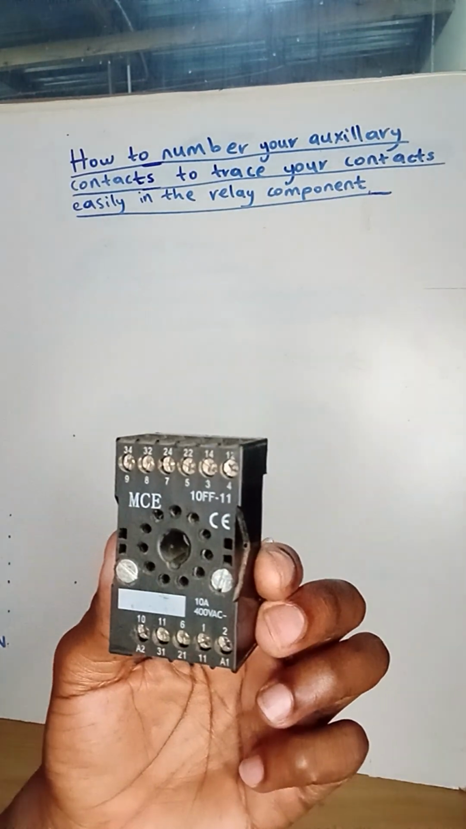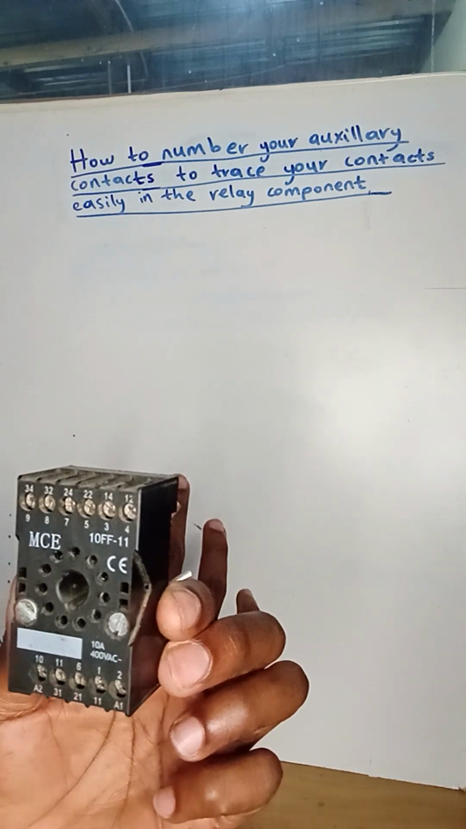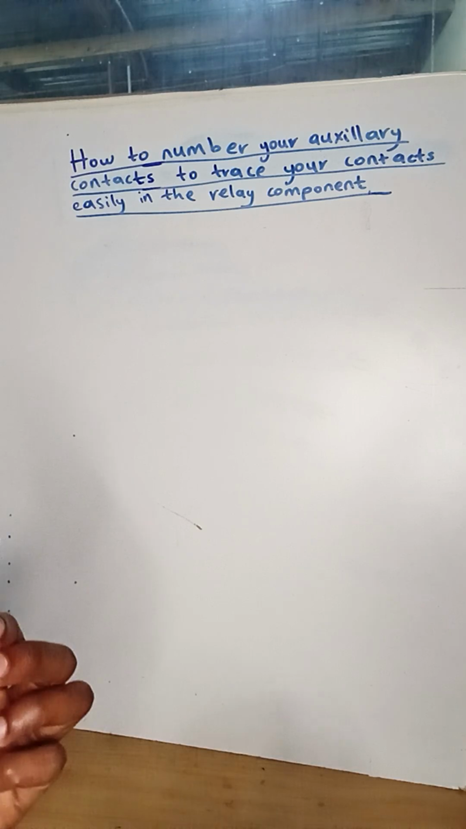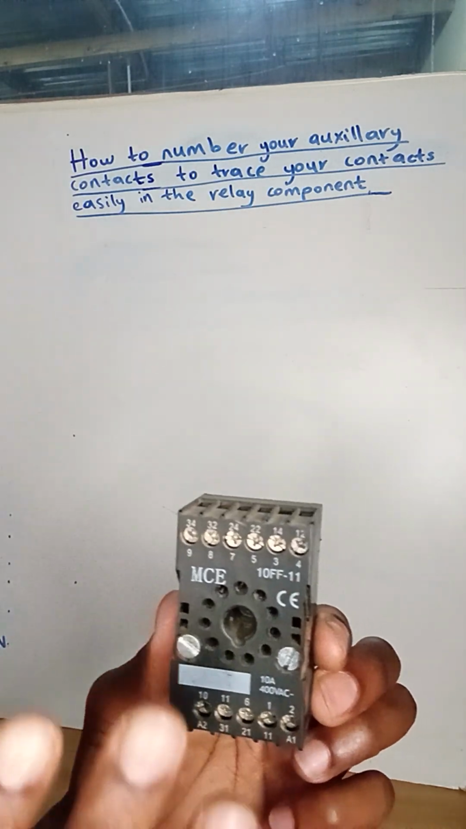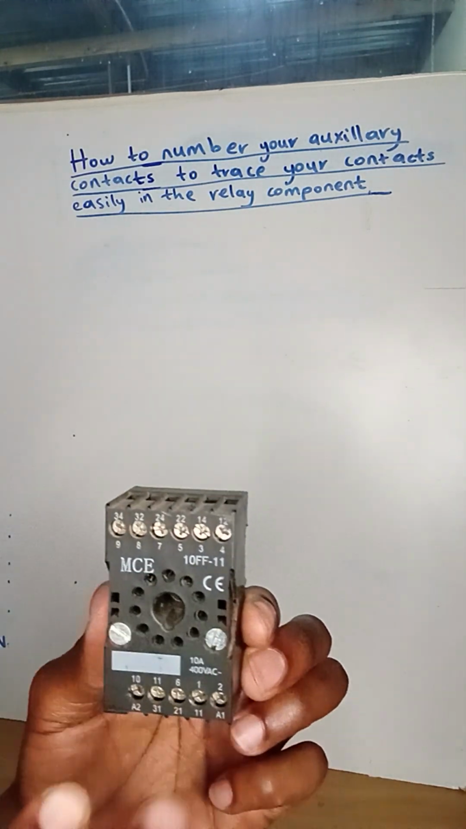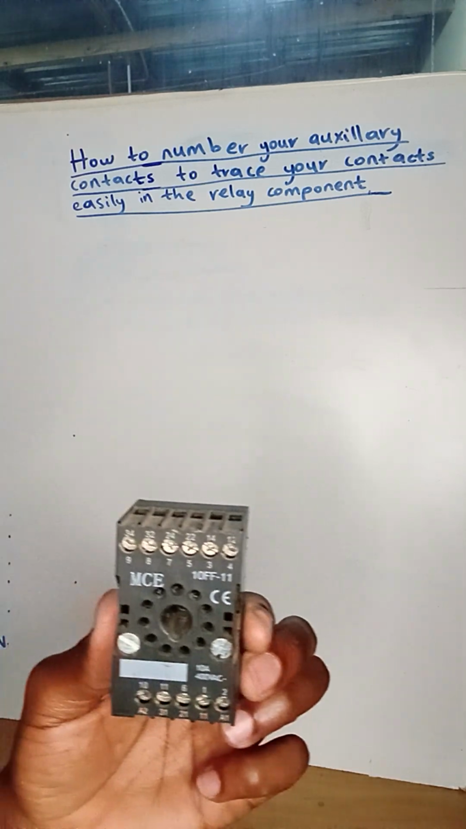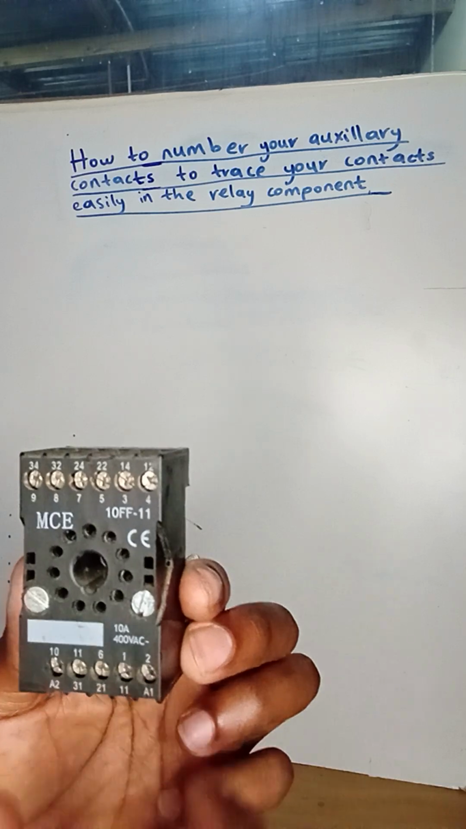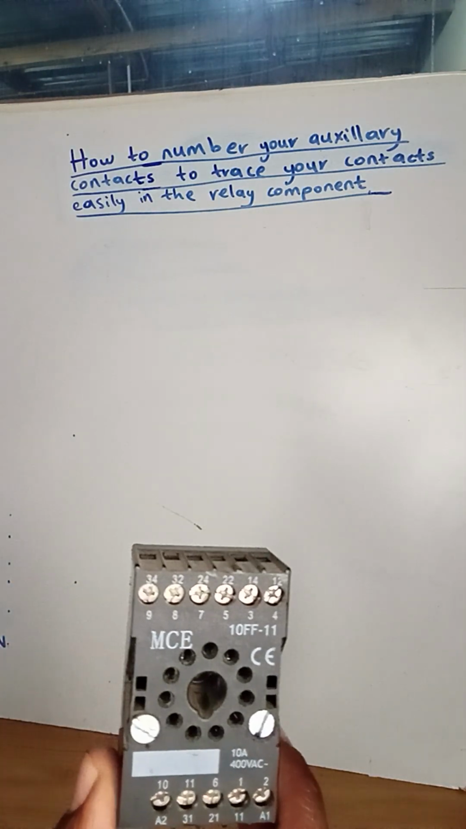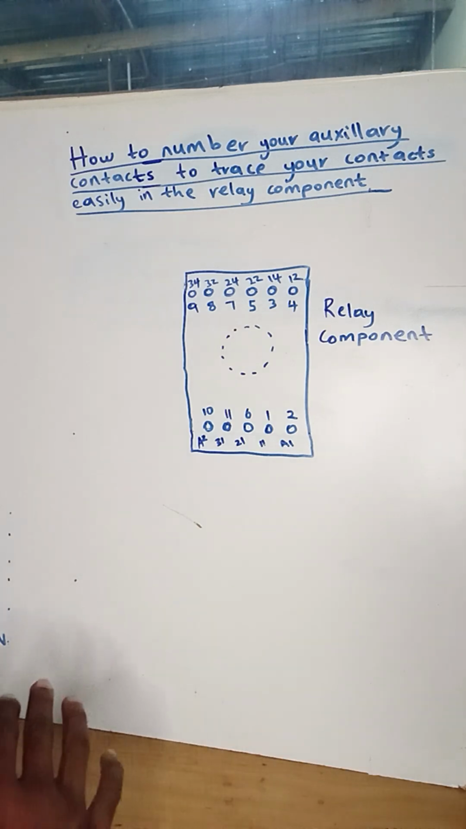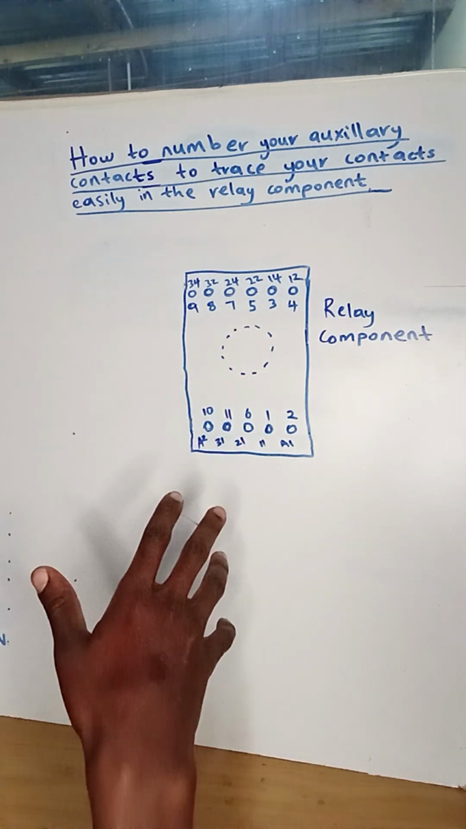Right now with the relay component, I'll draw it on the board so that you can understand it better. I'll draw everything that is in the relay component, so that you can see it better and understand better. From here, I drew the relay component, and as you can see, we have different numbers.